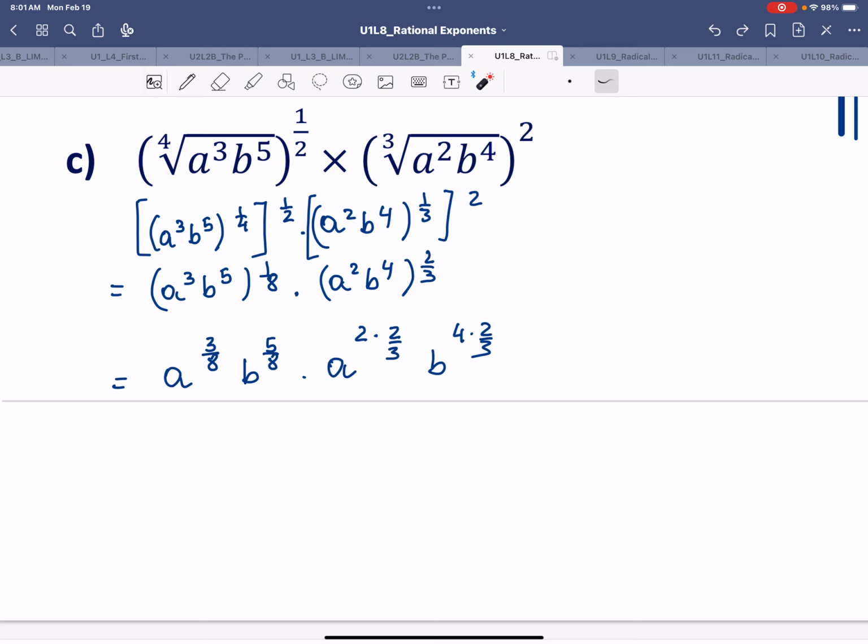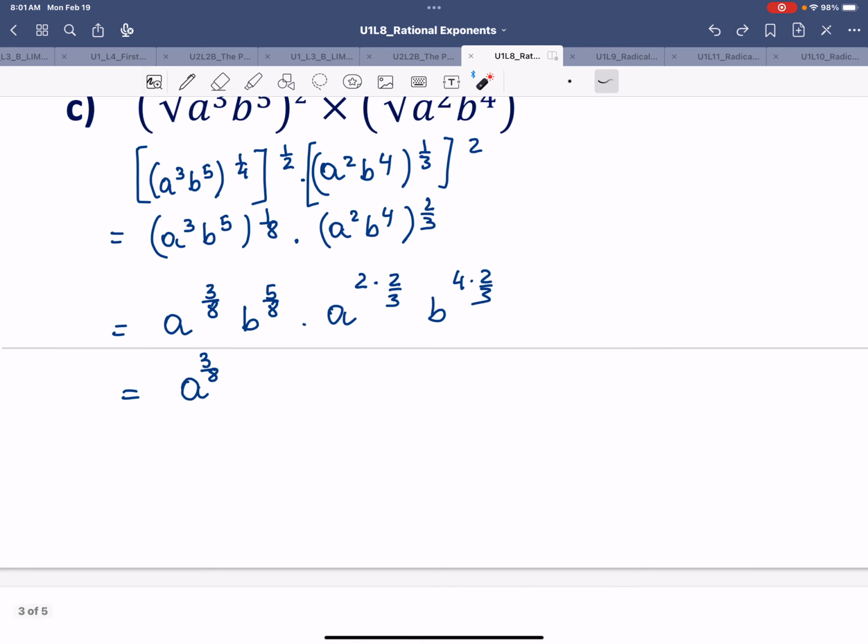So multiply the powers. So next we'll simplify the exponent. So we still have a to the power 3 over 8. We can change nothing for this. And we're going to bring the exponential terms with the same base closer to each other to prepare them to combine together. So we have a to the power of 4 over 3 coming here. And then we have b to the power of 5 over 8 multiplied by b to the power of 8 over 3.